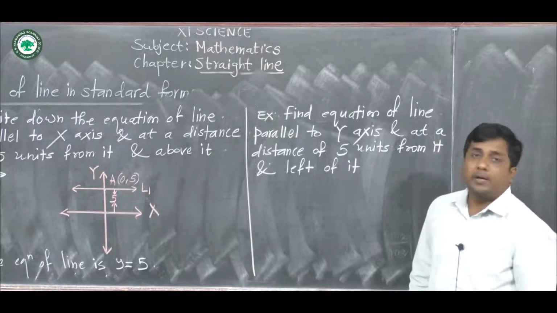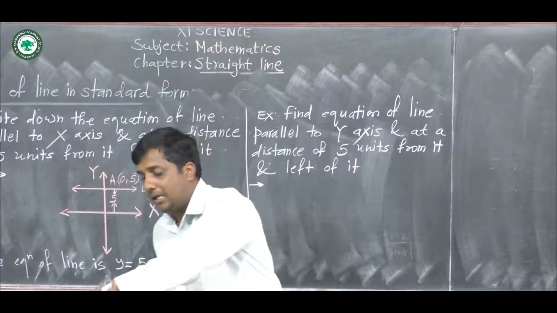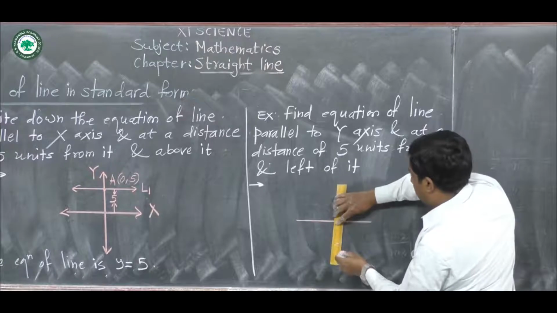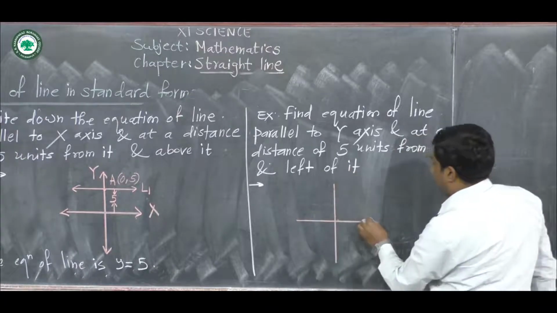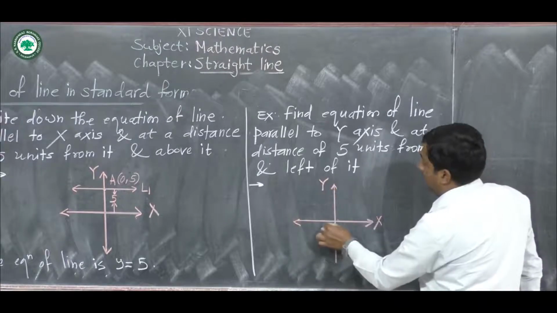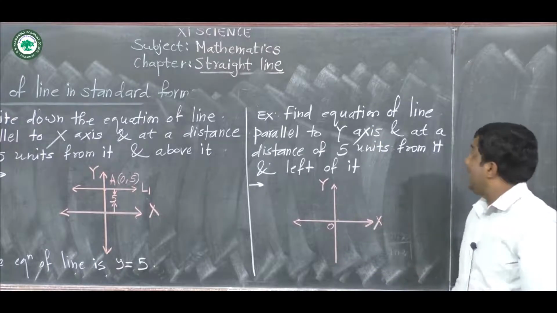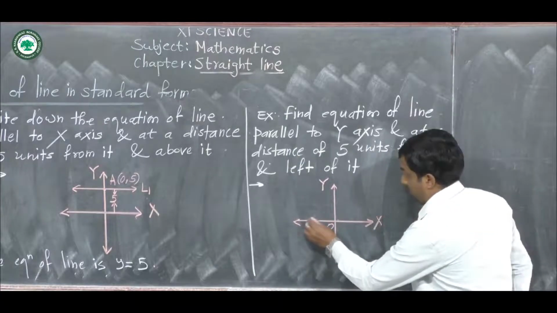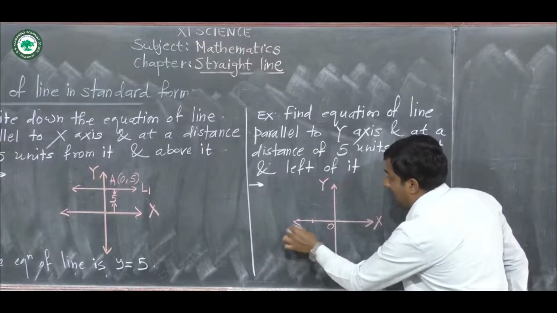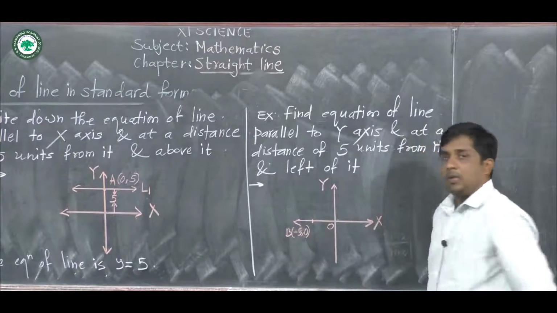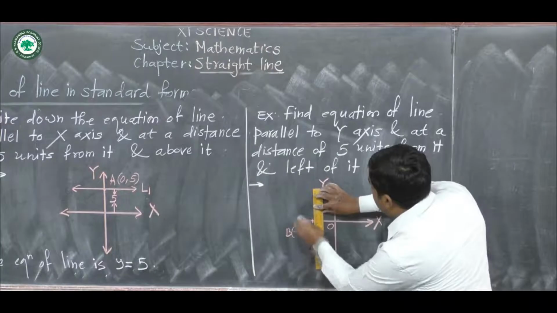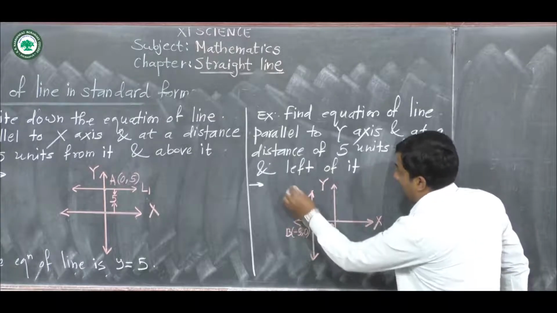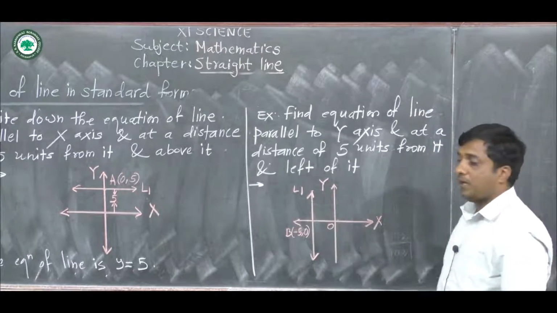Okay, so as in our first example, we find our equation of line. Again we use a figure to define the equation. Again we consider the coordinate axes like this. X-axis, here is y-axis. Origin is at O. Our required line is parallel to y-axis, at a distance of 5 units to the left. Suppose this is our point B, having coordinates (-5, 0). Our required line is passing through the point B and parallel to y-axis like this. Suppose this line is L1, and we have to find the equation for this line.